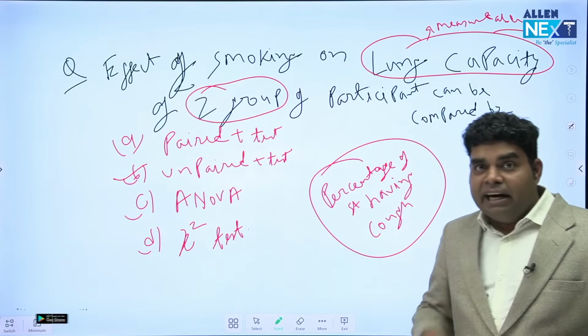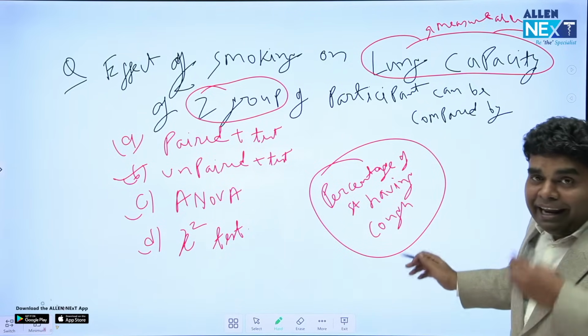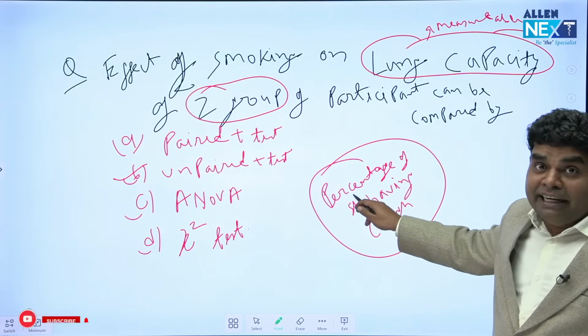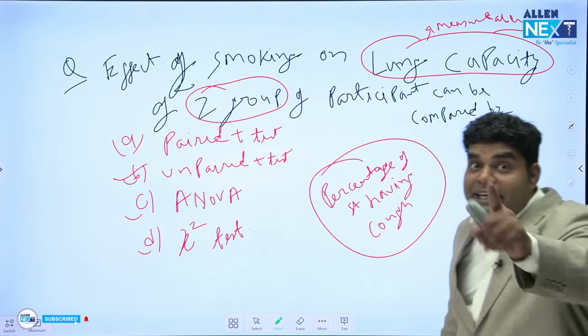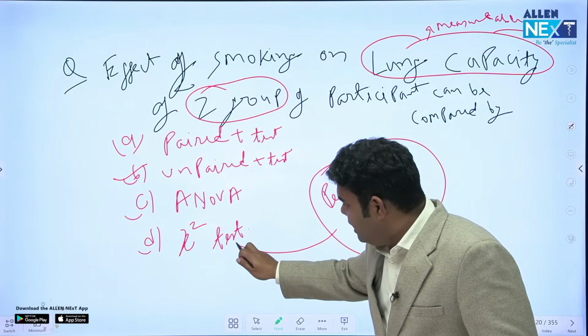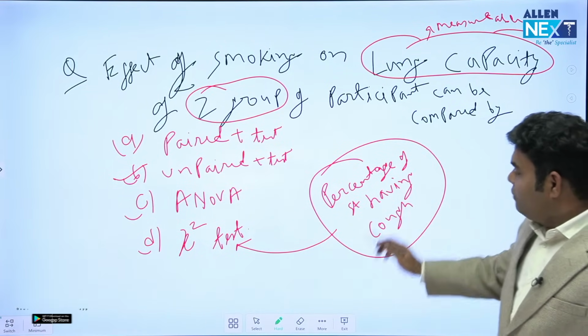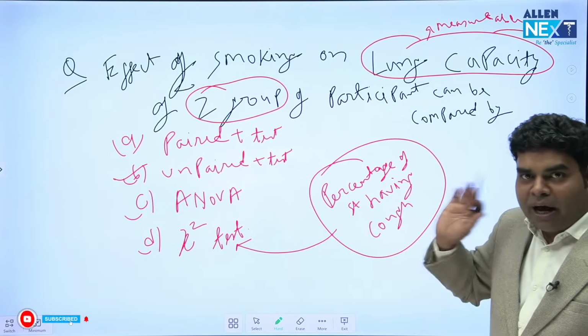See, cough is a category. You can have mild cough, moderate cough, severe cough. And anyway the data is in percentage. Percentage and proportion are for qualitative data. Cough is also qualitative. So here which test will you apply? Chi-square test. Percentage of student having cough, if they change, chi-square.